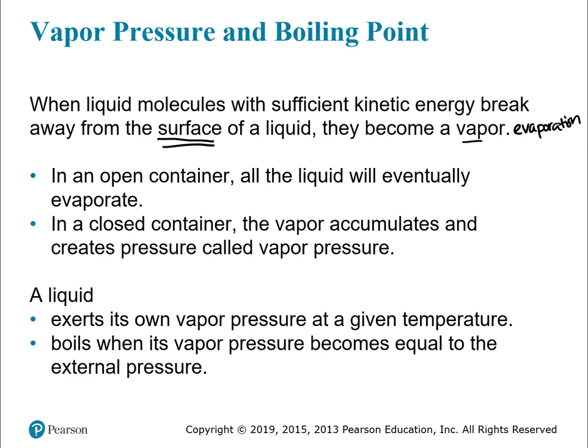A liquid exerts its own vapor pressure at a given temperature. So there's a certain pressure associated with each temperature. A liquid will boil when its vapor pressure becomes equal to the external pressure. So if our external pressure is 1 atmosphere, the vapor pressure for a liquid, like say water, if you're trying to boil some water, it has to be 1 atmosphere in order for the water to actually boil.